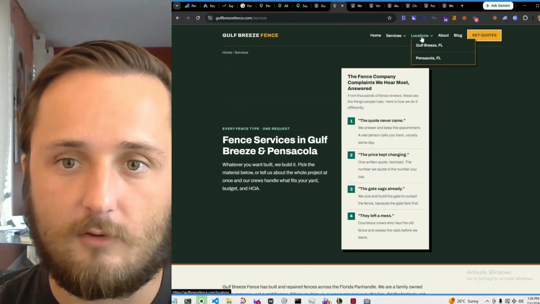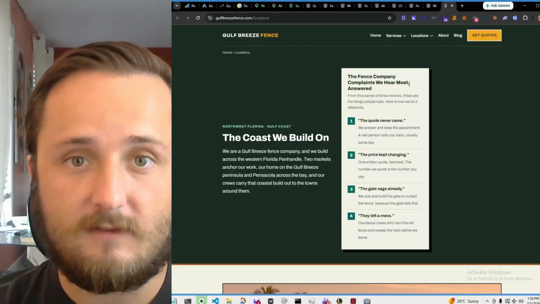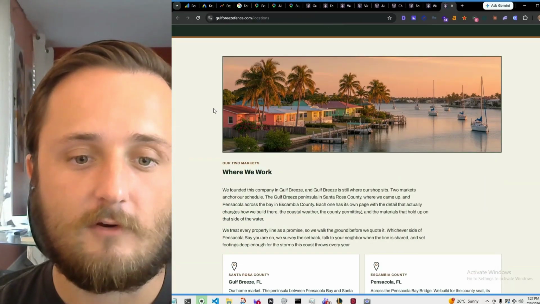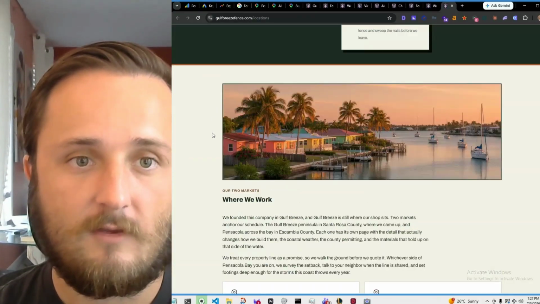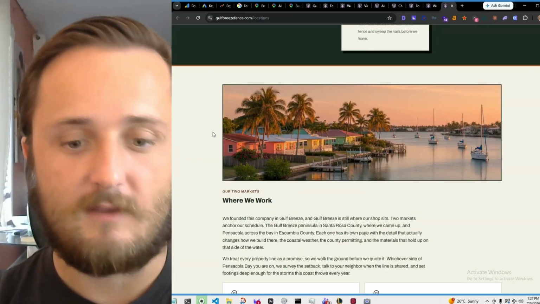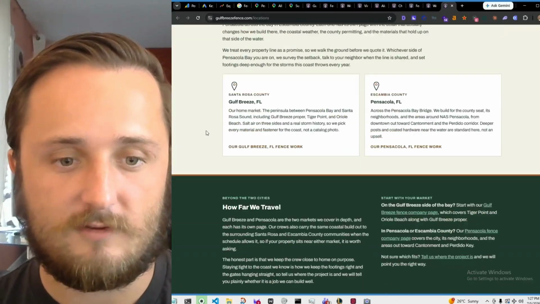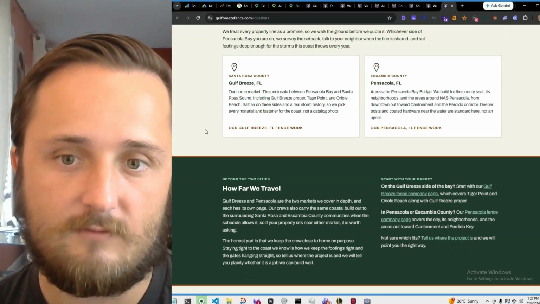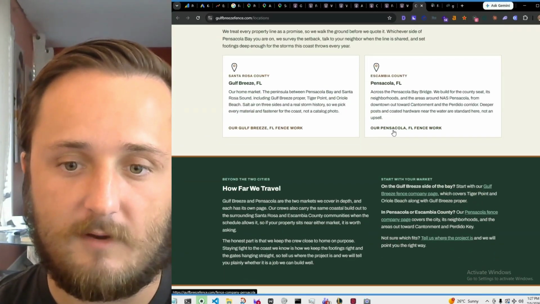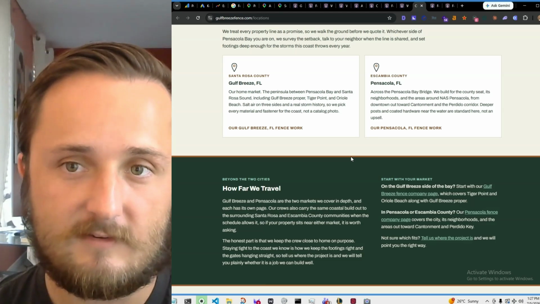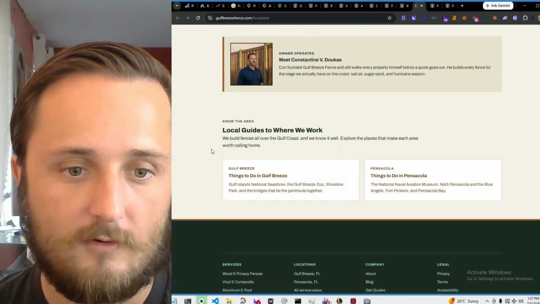Next, we're going to go look at our locations hub. Now, for this fence company, we're only targeting 2 locations. So this is our locations hub. It's the same thing. We just want to make sure that we're properly interlinking everything so we make it as easy as possible for Google to come by and see all of our URLs.